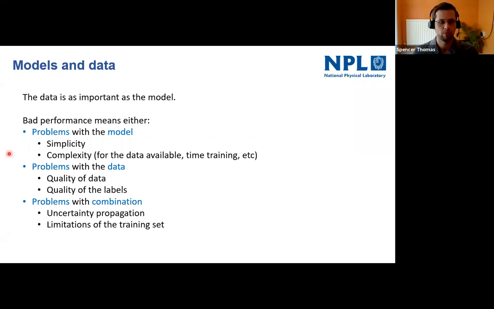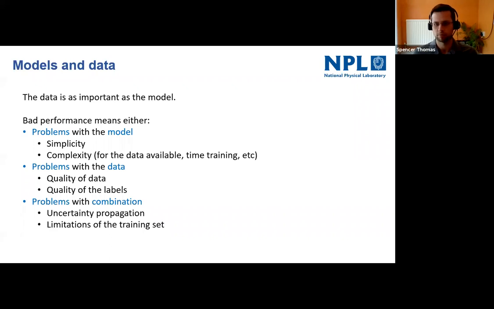So models and data are both important. The data is as important as the model. Quite often you will see people present the results of their model, and then the success or failure is attributed to the model that was selected, or the way it was set up. But there are aspects of the simplicity of the model, the complexity of it in terms of both the data available for training and things like this.